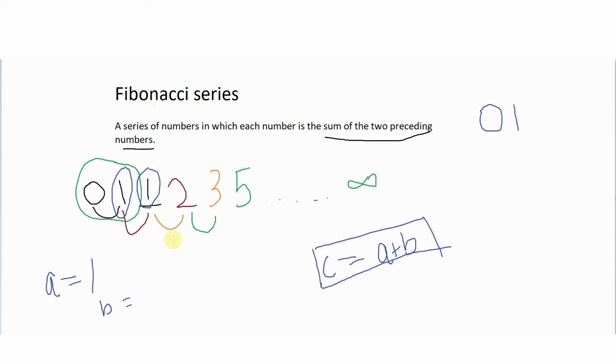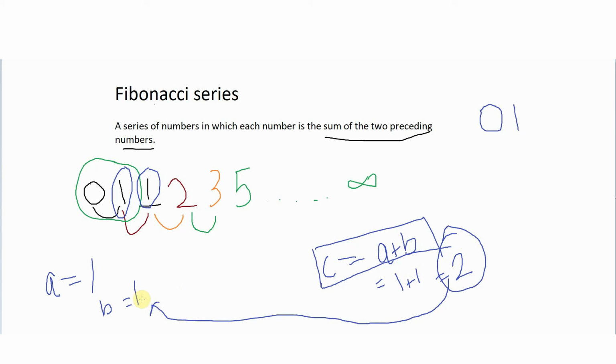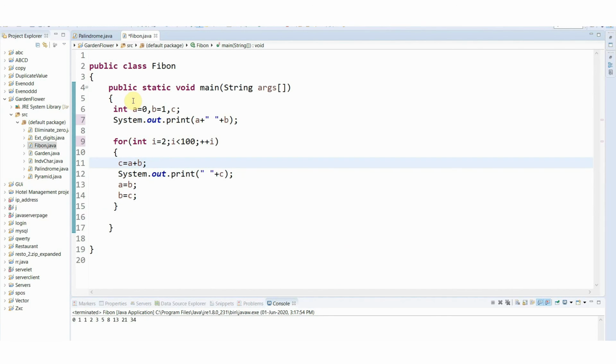So for the next iteration, we are going to sum the value of C, which equals A plus B, that is 1 plus 1 equals 2. This value will again be assigned into B, and before that the value of B will be assigned to A, and so for the next iteration A will equal 1 and B will equal 2. This step will continue and we will get the Fibonacci series.